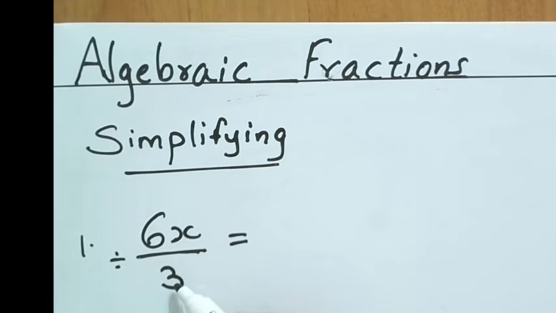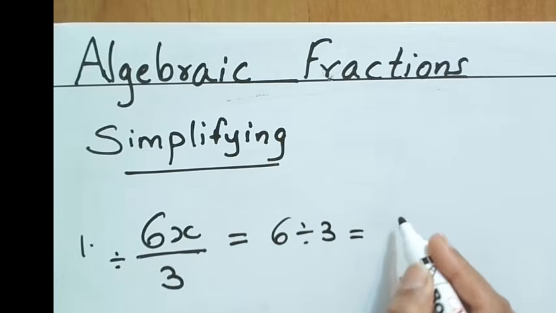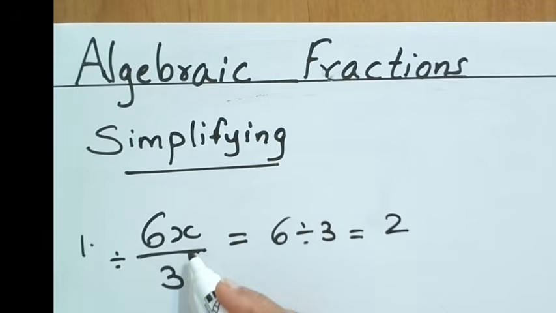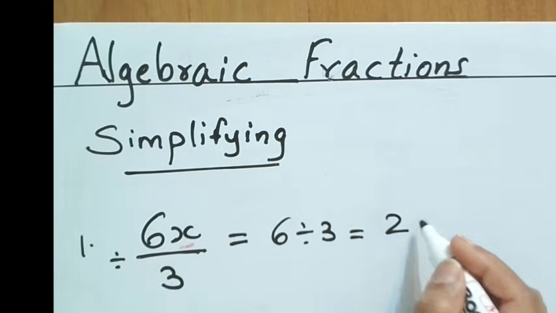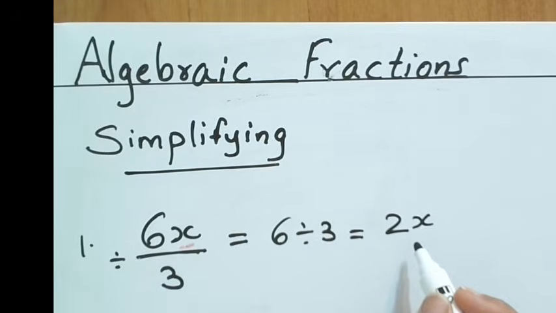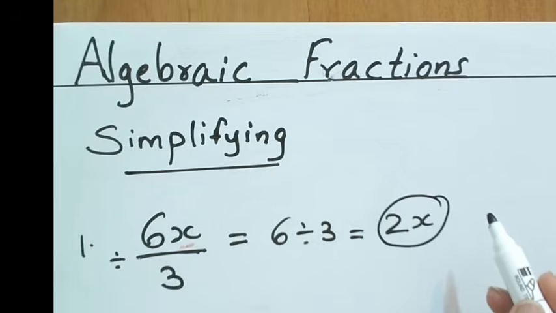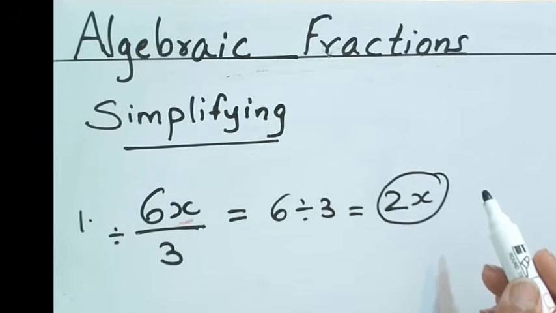So you will ask yourself now, how many 3 can make 6? So your answer will be 2, right? So it will be 6 divided by 3. You get 2. And now you're left with only the letter x. So you're going to write this letter x over here. You're not going to leave the letter. If you leave the letter and you write only 2, the examiner is going to mark it wrong. It should be 2x.